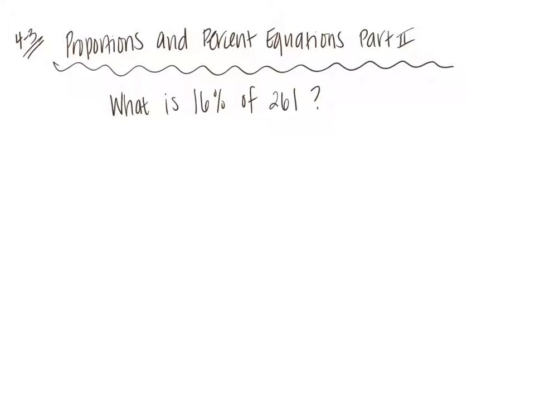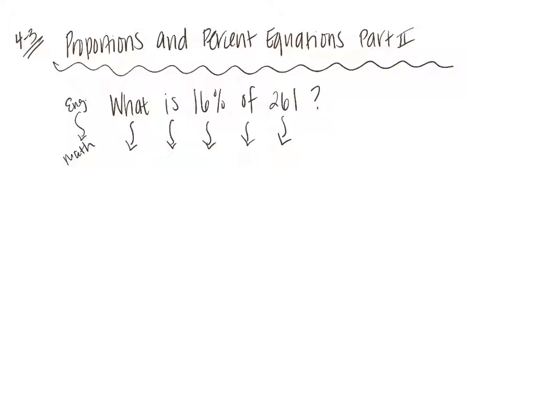Let's do some more proportions and percent equations. Let's look at this problem. What is 16% of 261? Now we're going to look again at setting this up as a ratio, but in order to do that, the first thing I want to do is show you how we're going to get there by just translating this from English into math. Start with English. I end up with math.